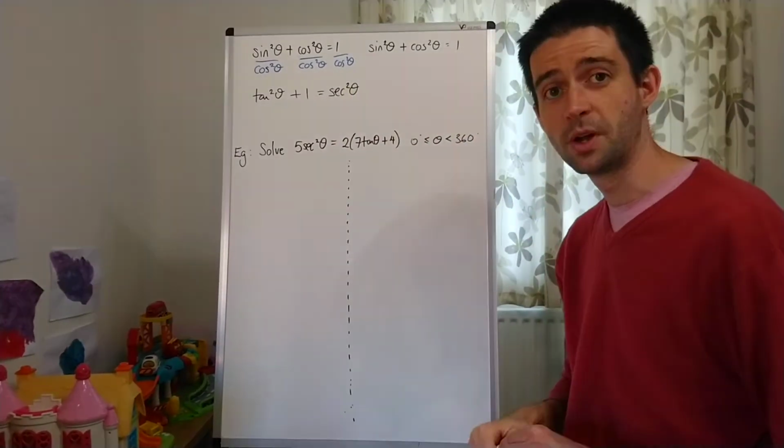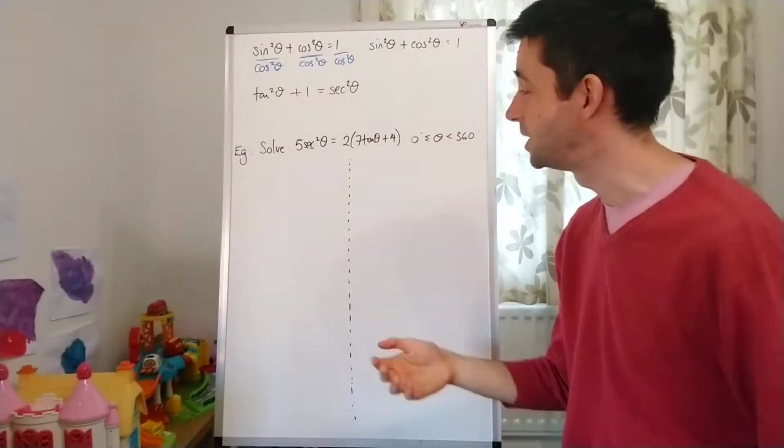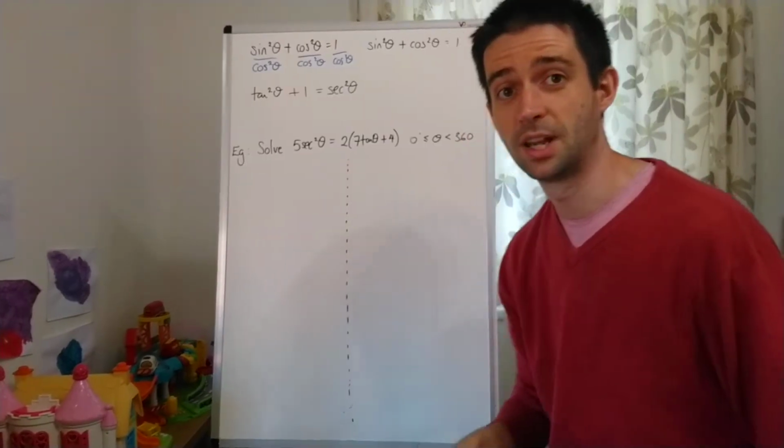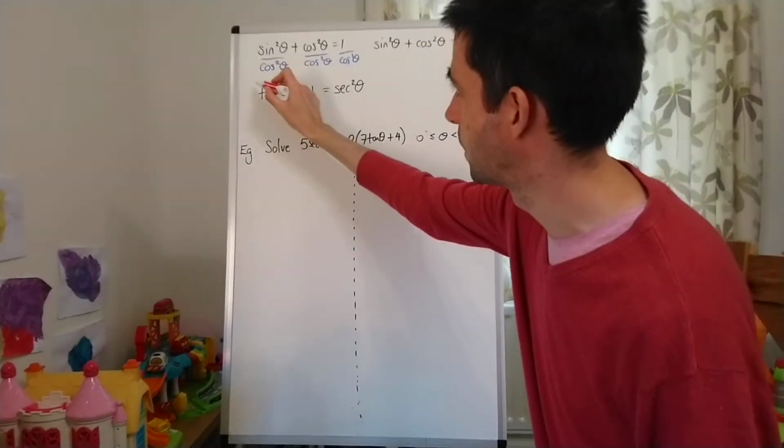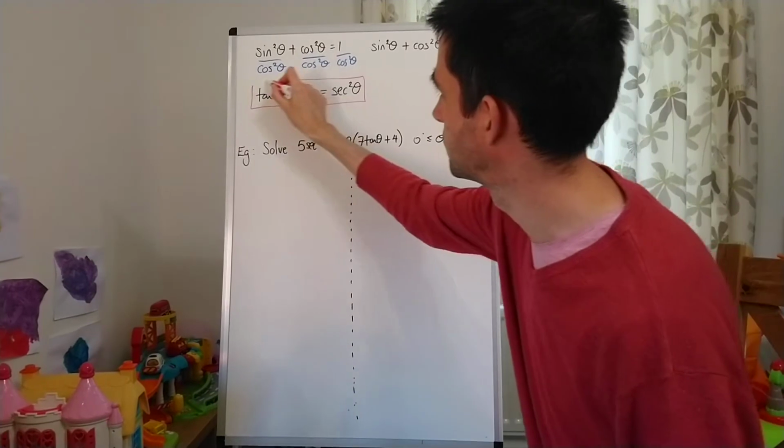So there's the first of my two identities that I call squaredy swappies: tan squared theta plus 1 equals sec squared theta. I put that in a red box because that's very important.